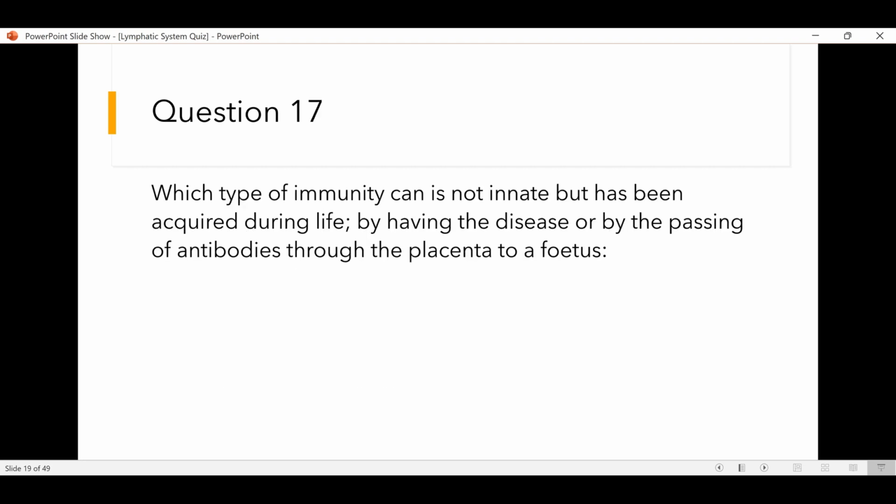Question 17. Which type of immunity is not innate but has been acquired during life? So this could be by having the disease or by the passing of antibodies through the placenta to a fetus. Is it inactive, active, natural, or acquired?